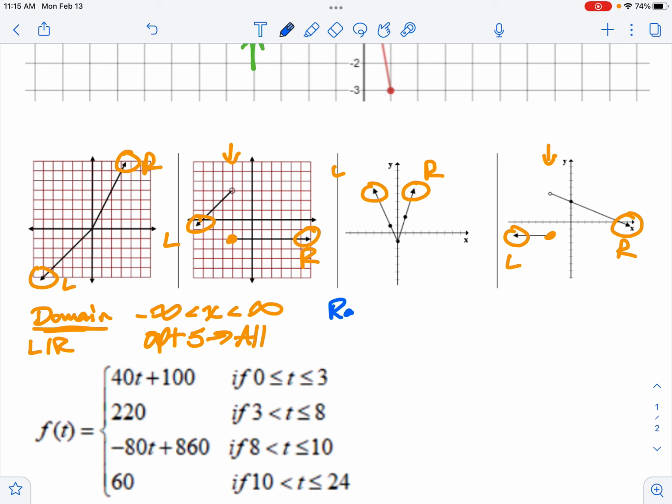Then we talked about range, and we wanted to go negative infinity, and then we're talking y, of course, for range. In this scenario, we wanted to know if any of these went from negative infinity to positive infinity. So when we're talking range, we're talking about up and down.